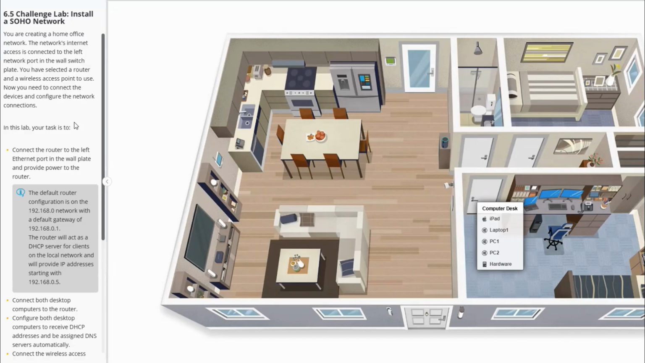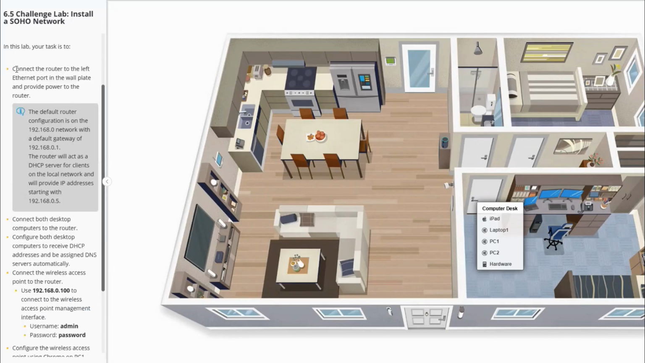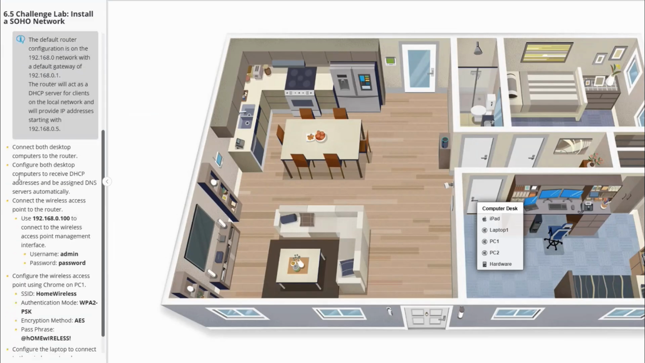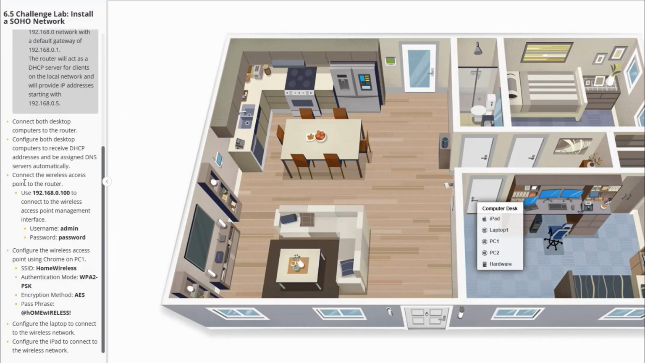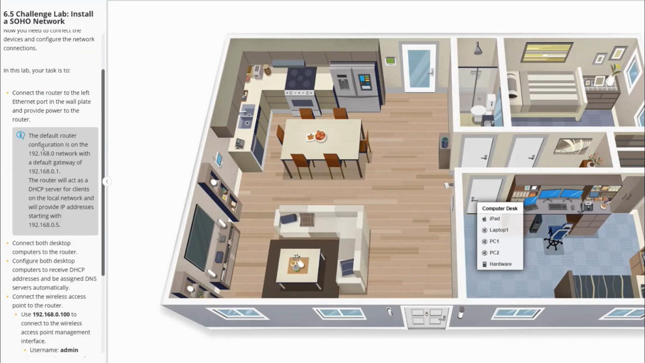In this lab, your task is to complete all the tasks that are listed down here, which we are going to do one by one. Let's start with the first one, which says connect the router to the left internet port in the wall plate and provide the power to the router.